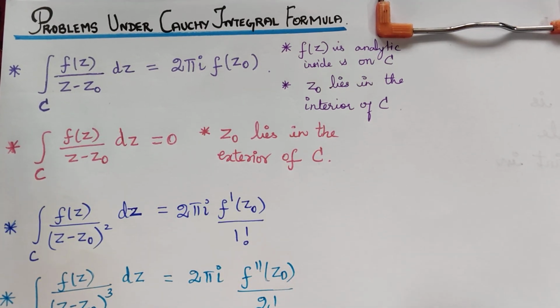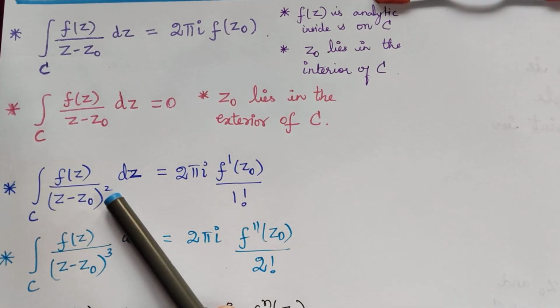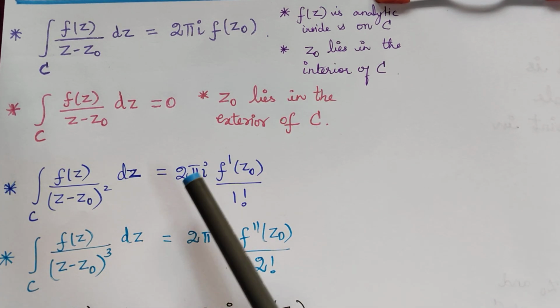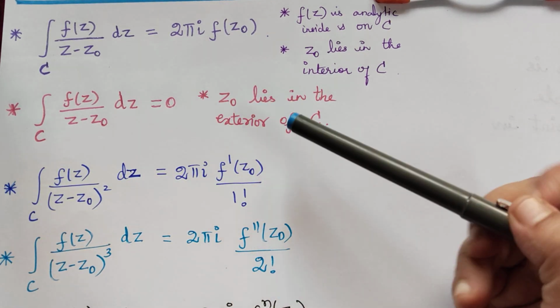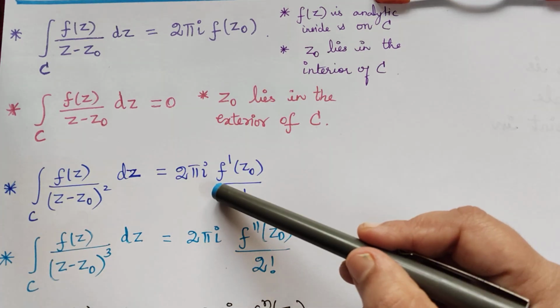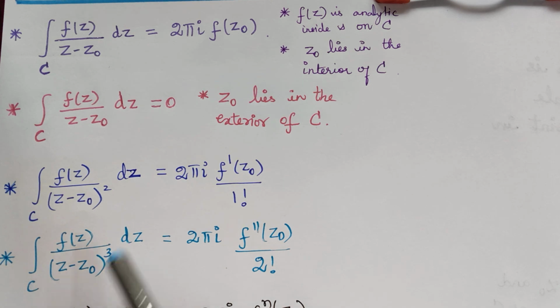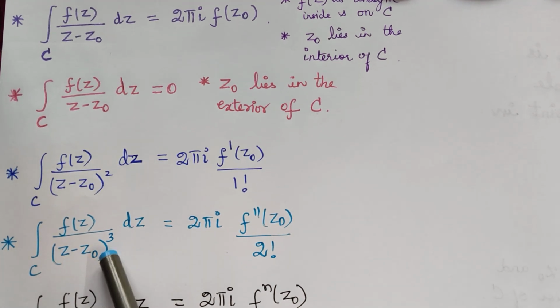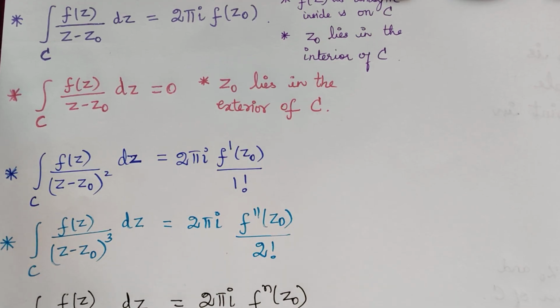Also, there are higher derivative formulas using this. Whenever you have z minus z naught the whole square, the formula turns out to be 2 pi i f dash of z naught. So instead of f of z naught, we have the first derivative of the function f, f dash of z naught divided by 1 factorial. In a similar way, if the power is 3, z minus z naught the whole power 3, then the solution is 2 pi i multiplied with f double dash of z naught, the second derivative, divided by 2 factorial.